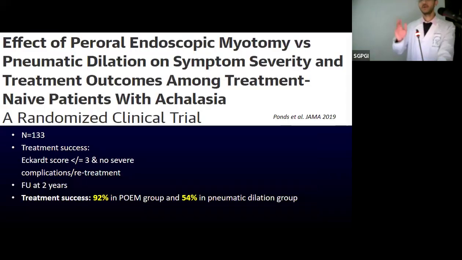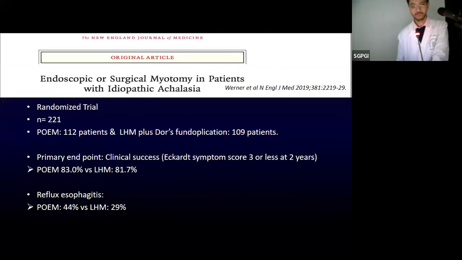Now, comparing POEM with other modalities, especially pneumatic dilation, there was an RCT that was published in 2019 involving 133 patients. Now, what was seen at follow-up of 2 years is that in the POEM group, the treatment success was 92% as compared to just 54% in the pneumatic dilation group. Hence, POEM was considered way superior to pneumatic dilation.